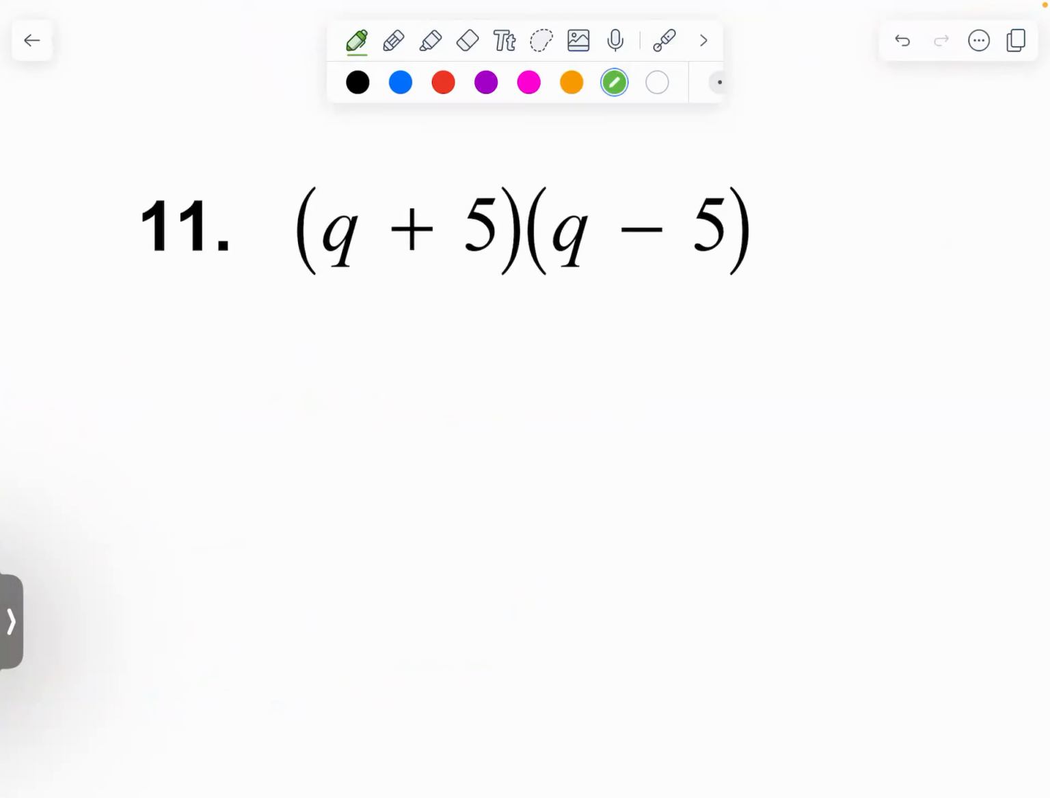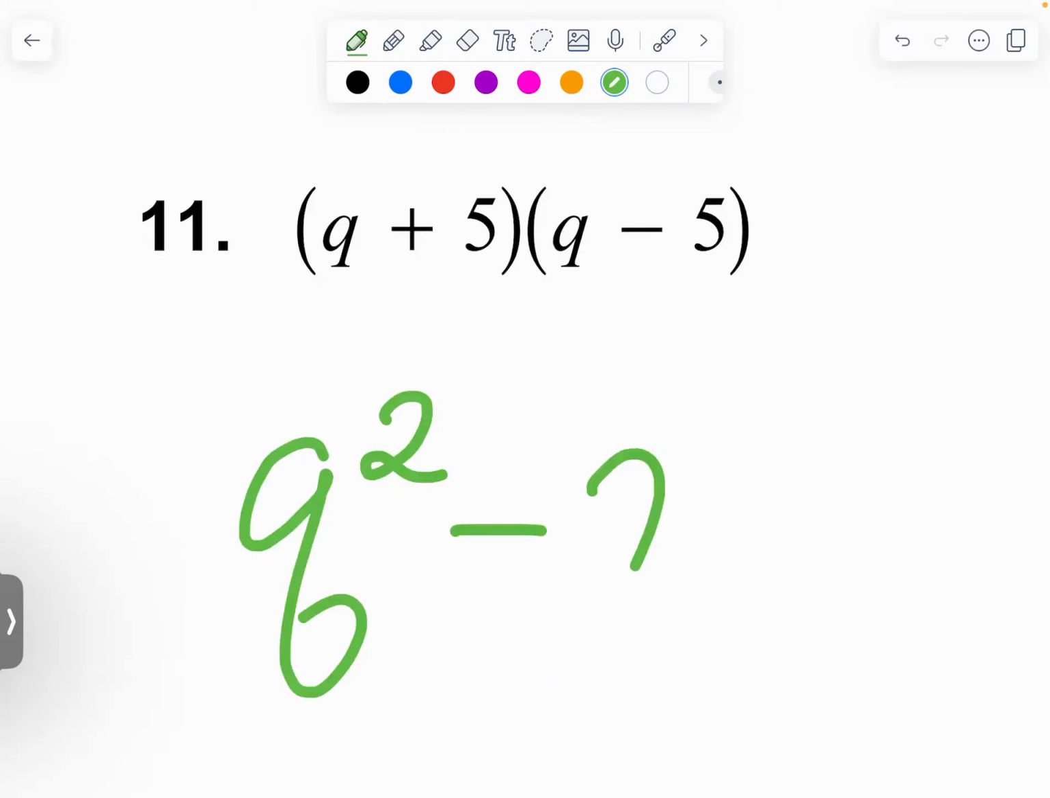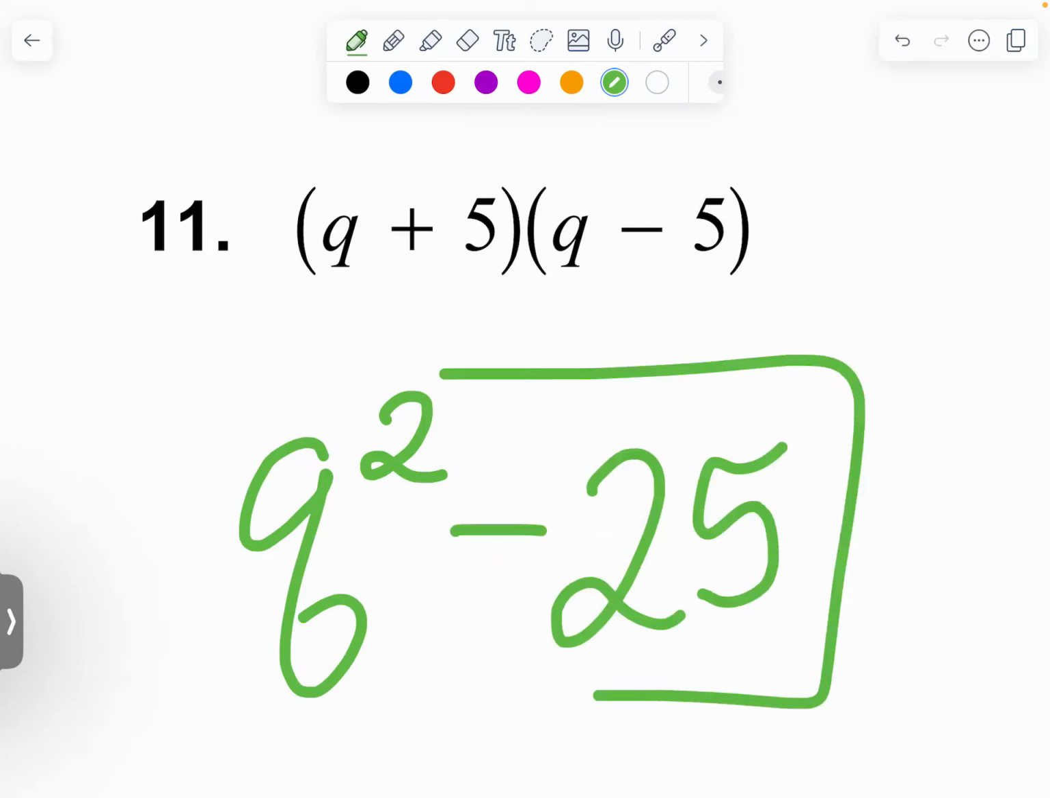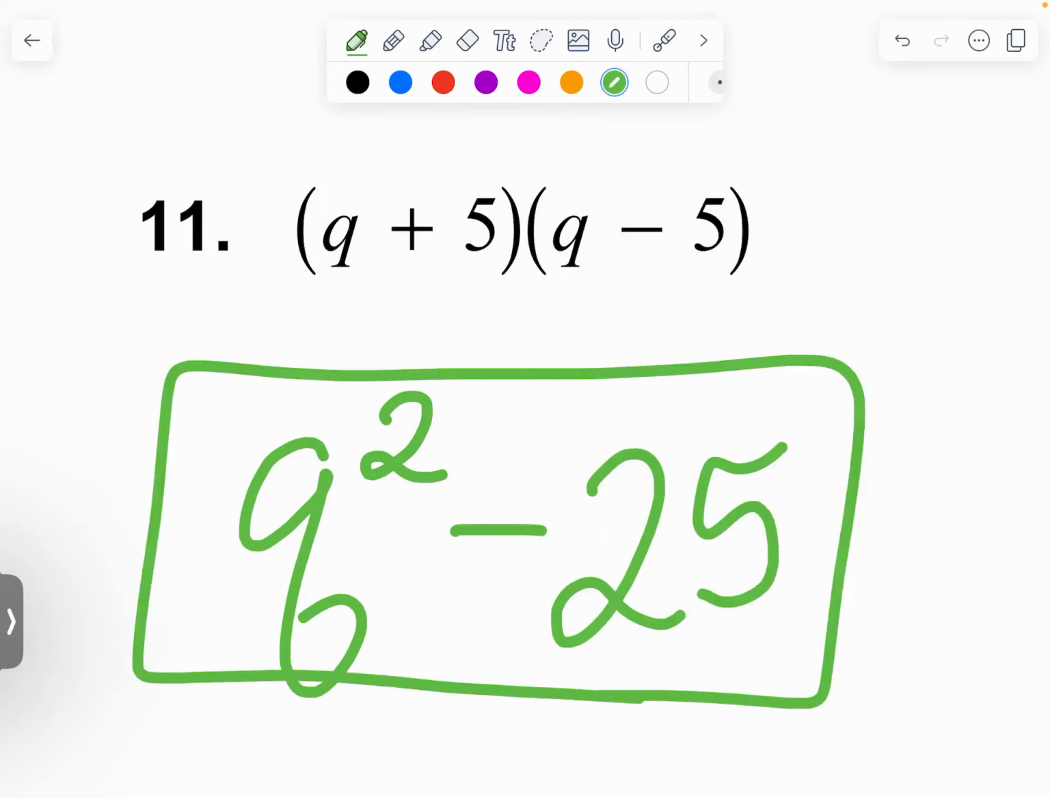What's our answer for number 11? Somebody was working. DJ. Q squared minus 25.